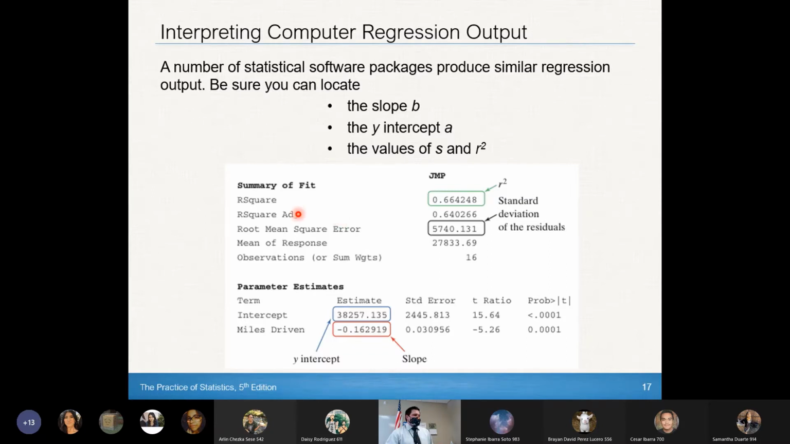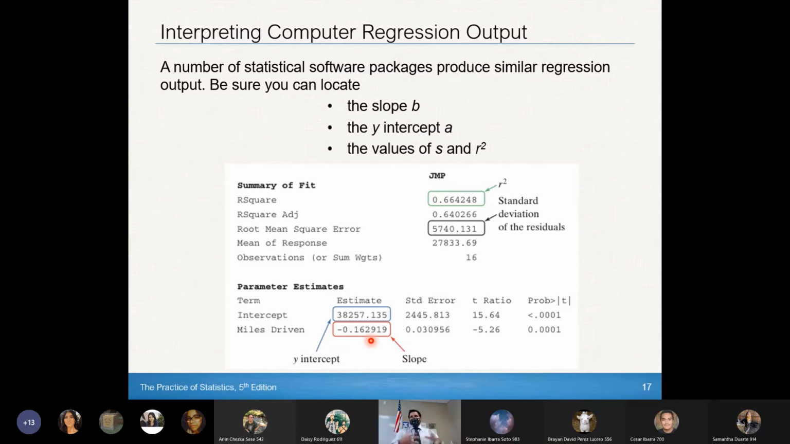Essentially, we're looking for the root of the mean square error, right? Because we can have S squared, which is the squared standard deviation, so we're taking the root of that. And that's our S, the standard deviation of the residuals. On the parameter estimates, the intercept is the y-intercept, the value for a. And again, we have miles driven, which corresponds to the slope.